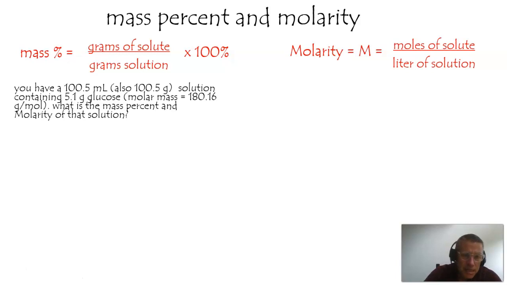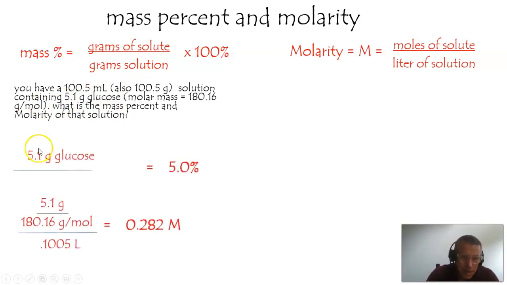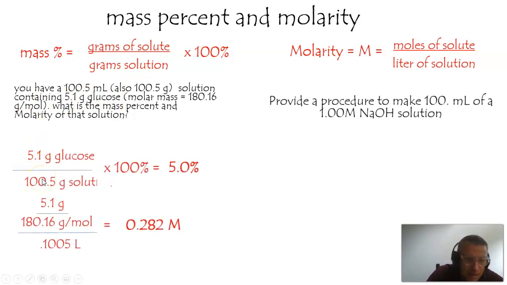Let's just plug in how many grams of solute. Solute means the stuff that got dissolved. I should have pointed that out, like sugar in this case. And that's 5.1 grams, and they did give you the whole solution in grams, so this is directly plug-in. There should be 100.5 there. There it is, 100.5 grams of solution. Turn that into a percent, and it's a 5% solution by mass.